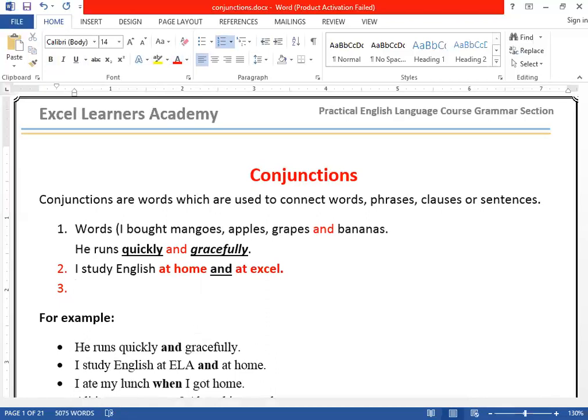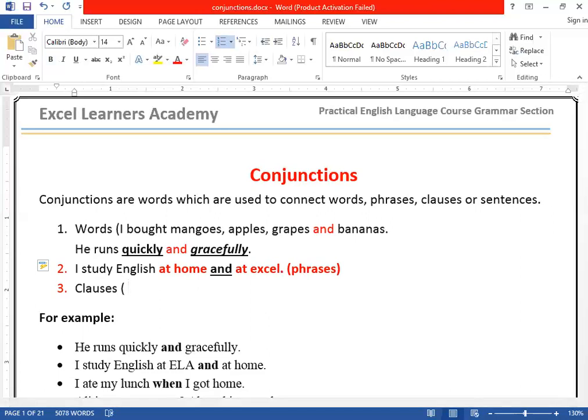The third one, we can connect clauses. We do understand what clauses are. Subject plus verb is called a clause, clear? Whenever there is a subject and verb in a sentence, we call it a clause. Let's take an example of how they can function. The second one was about phrases. Now we want to talk about clauses.